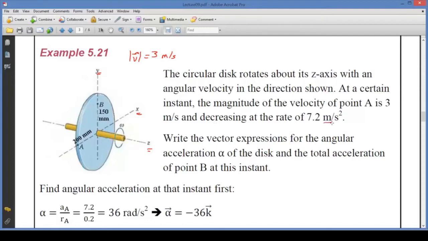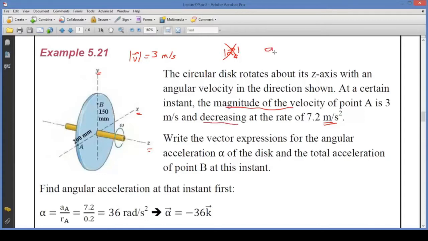Now, as soon as you see this meters per second square, you need to understand that this is an acceleration. But is it the total acceleration magnitude? So the acceleration of point A's magnitude? No, it's not. Because what we are talking about here is the magnitude of the velocity. We are saying that the magnitude of the velocity is decreasing.